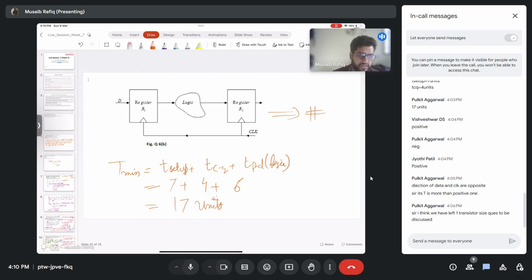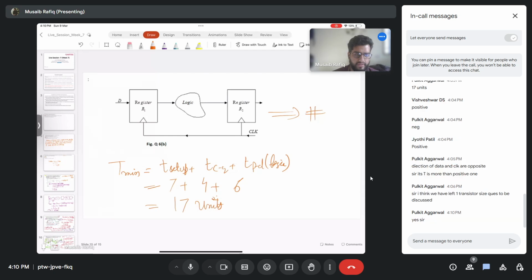To the participant who was asking about the transistor sizing problem, it's the same thing that I explained, right? That time I told you we'll skip it. Was it the same case, or is it something different? Yeah, I remember that time. I showed you two problems, but somehow you were not able to grasp that. Yeah, I'll discuss it, no issues. And is there any other problem you want me to discuss?